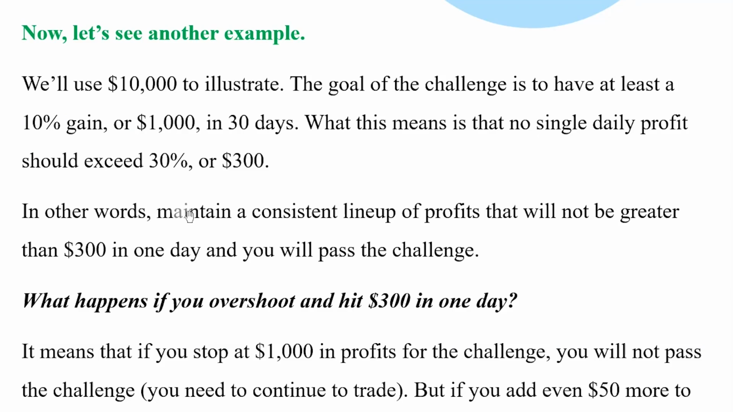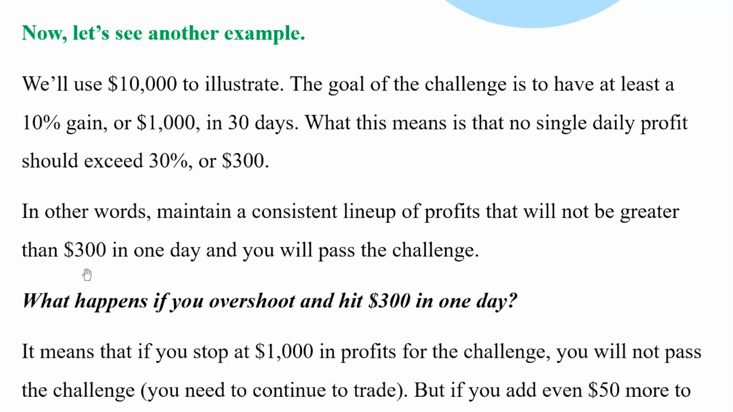Now let's look at another example. This time, let's use $10,000 to illustrate. The goal of the challenge is to have at least a 10% gain or a $1,000 profit in 30 days. What this means is that no single daily profit should exceed 30% or $300. In other words, by maintaining a consistent line of profit that is not greater than $300 in a day, you will pass the challenge.